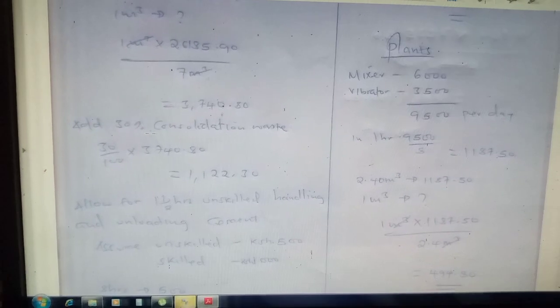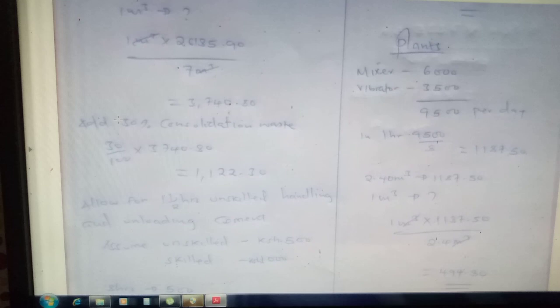consolidation waste. Concrete is subjected to various wastes. So there is consolidation waste, there is bulk waste in cement. So we add 30% consolidation waste. So 30% of 3,740 is 1,122.30.